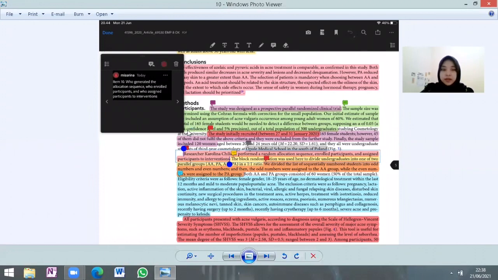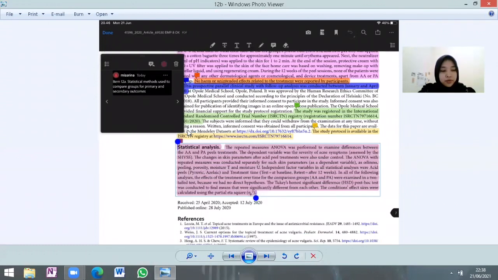The next checklist, number 11A, if done, who was blind after assignment to intervention, is not reported in this article. Also, item number 11B is not reported in this article. The next reported item is number 12A, statistical methods used to compare groups for primary and secondary outcomes. In this article it is reported on page number 7 in statistical analysis, which is highlighted in purple.